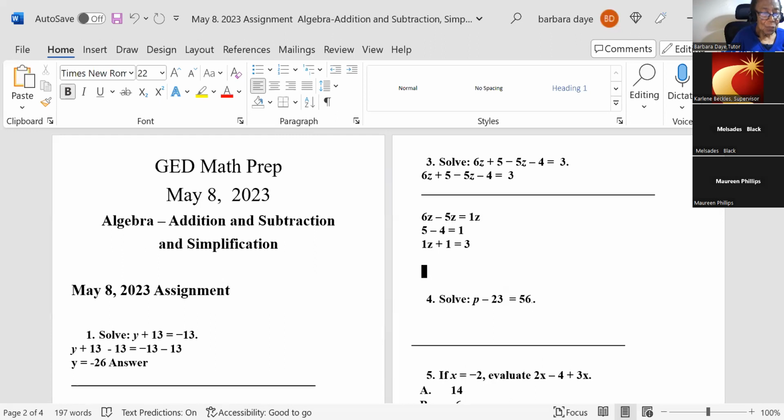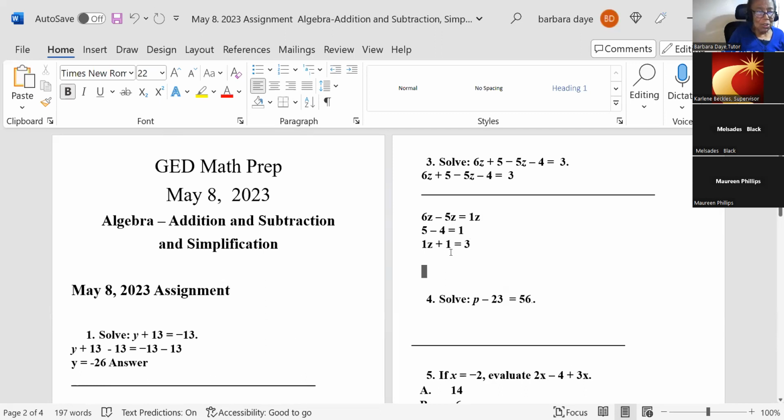1z plus... No, 1z is not a constant. 1 and 3. Not 1 plus 3, 1 and 3. Because 1 is here and 3 is here.